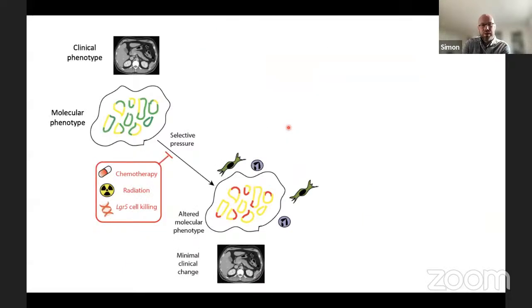What does that mean clinically? Well, what it does mean, we think, is that if you have a clinical phenotype and a molecular phenotype, unless we can measure the molecular phenotype, we're going to be missing a trick.